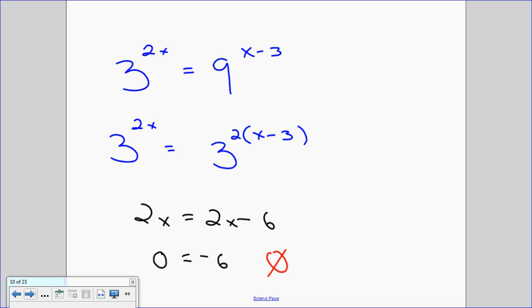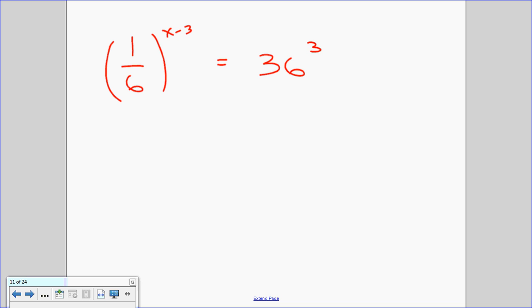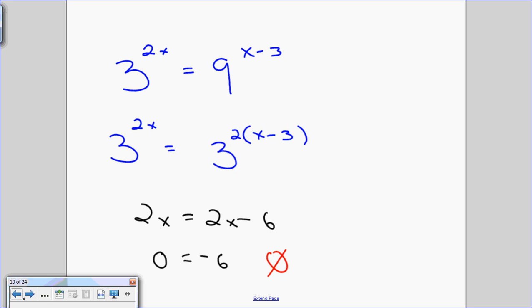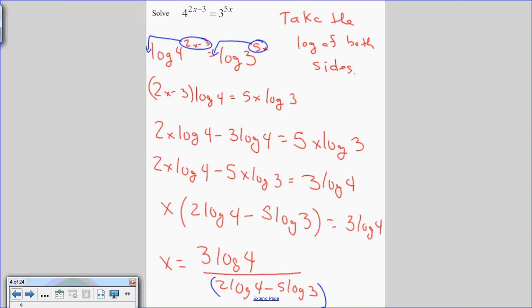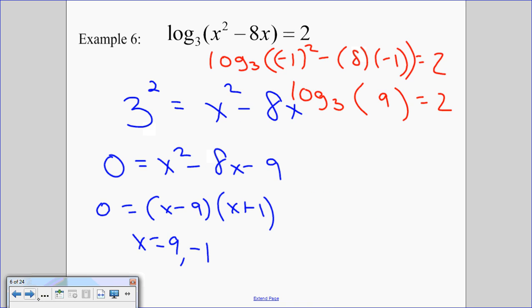Let's do another one like that. Let's do 1/6 to the power of x minus 3 equals 36 to the power of 3x. So you can kind of smell the same situation. We have two numbers that can be written with the same base, much like 3 and 9 can be written with the same base. You could not do that with this problem here, because 4 and 3 cannot be written with the same base. But if they're going to give it to you, then use this technique.